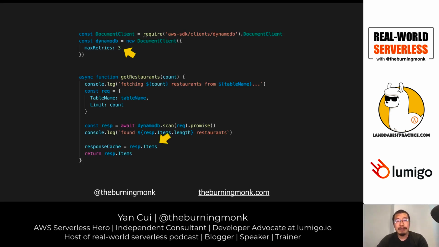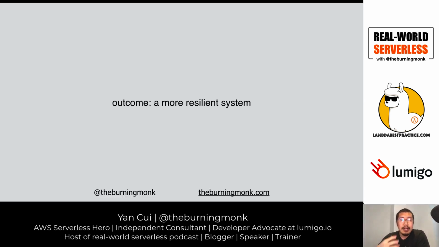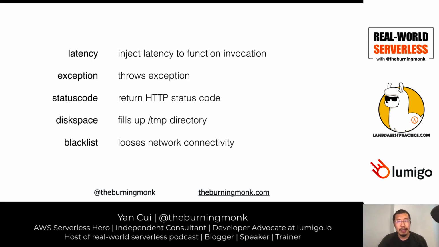And also, after the response comes back, we're going to cache it as well, so that in the future, if something does go wrong, then at least I can have some cached response that I can fall back to, if that's applicable for your application. Or in this case, if that's not available, I can also return some default set of restaurants here as well. Again, the outcome is that we end up with a system that is more resilient to failures, which is exactly what we're looking for here.